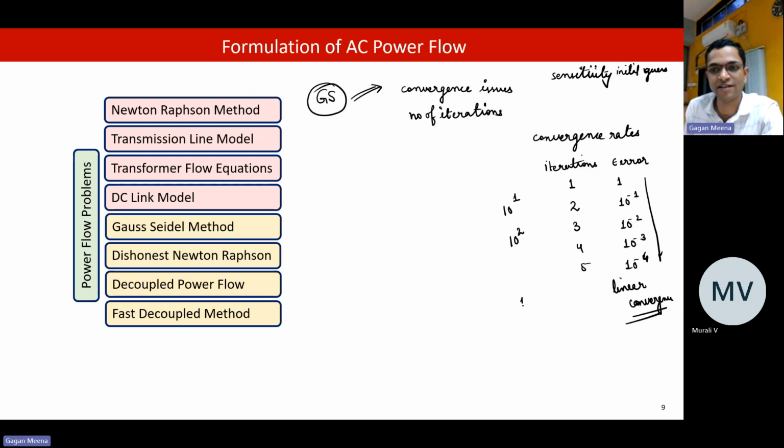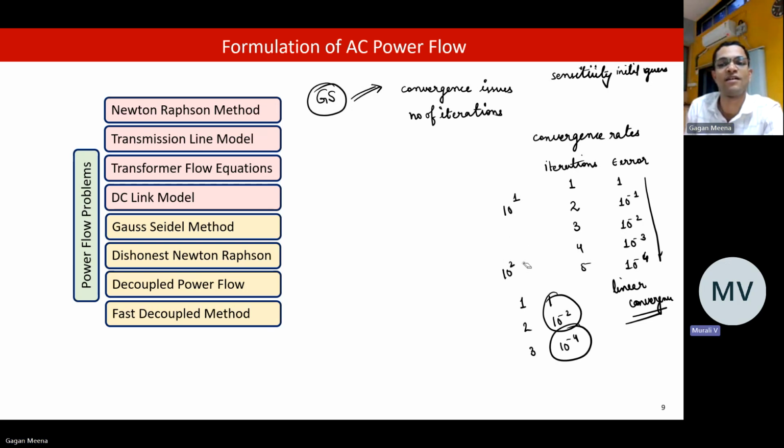let's say in the first iteration the error was 1. In the second iteration the error became 10 to the power minus 2. In the third iteration it becomes 10 to the power minus 4. If you divide these successive errors, it will be 10 to the power 2, 10 square, right? So this is called quadratic convergence rate. The error is reducing in quadratic fashion. And if it is between 1 and 2, like 1.1, 1.2 or 1.5, anything between 1 and 2, it is called sublinear.